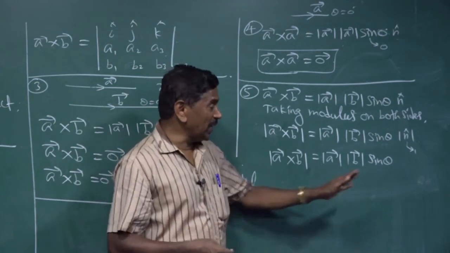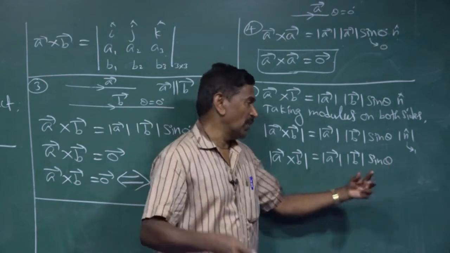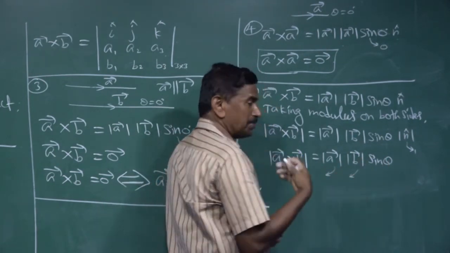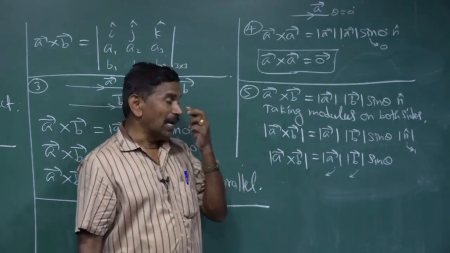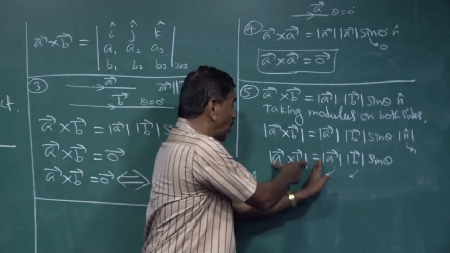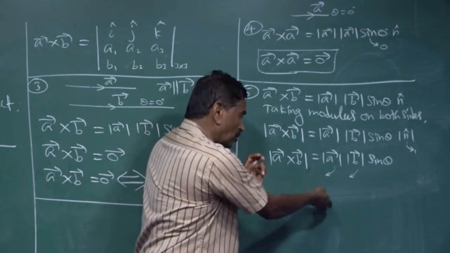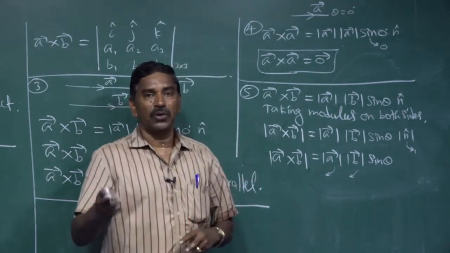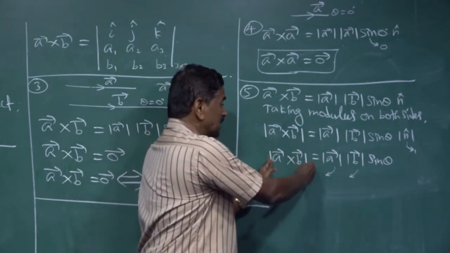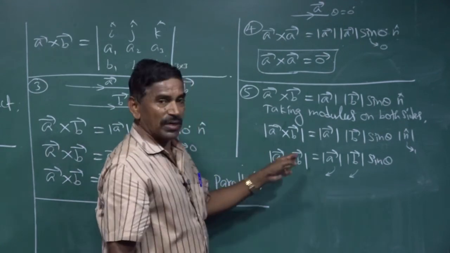Now I want to make sin theta equal to something. Sin theta only on the right side; modulus A vector and modulus B vector come to the left side. Tell me the formula. Yes, sin theta equals modulus A vector cross B vector divided by modulus A vector into modulus B vector. Repeat again: sin theta equals modulus A cross B divided by modulus A into modulus B. Write it directly.